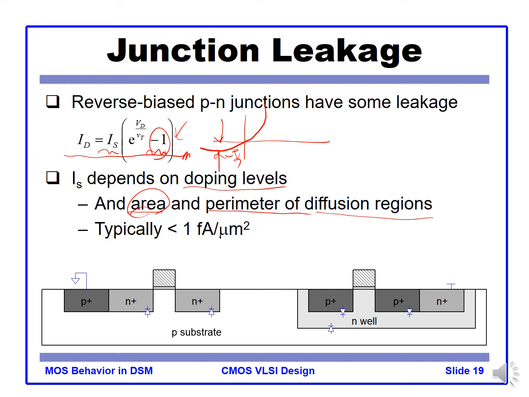So we have so many reverse junction diodes in a typical transistor, right? The left is NMOS, right is PMOS. All these reverse junction leakage diodes depend on the area and the doping level of those things. So typically the junction leakage is less than 1 femtoamp per micrometer square.